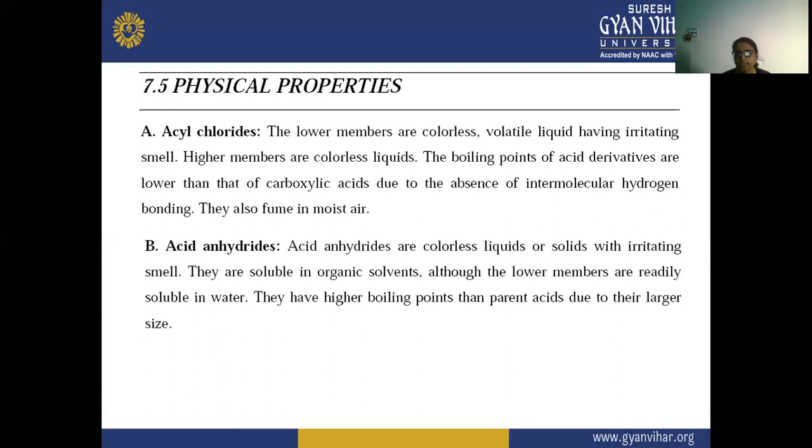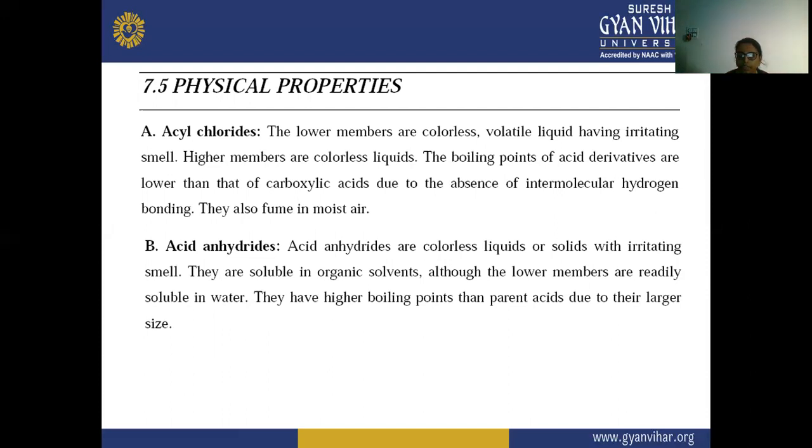So in this case, with acyl chloride, the lower members are colorless, volatile liquids. They have the irritating smell, and the higher members are colorless liquids. The boiling point of acid derivatives is lower than that of the carboxylic acids, and this is due to the absence of intermolecular hydrogen bonding, and they also fume in the moist air. Next is the acid anhydride.